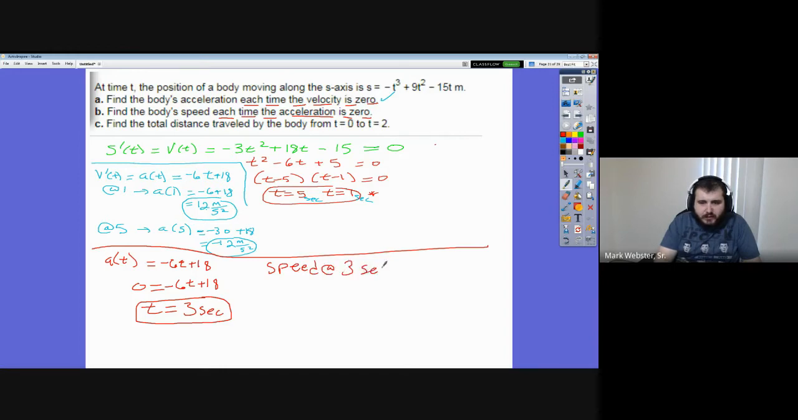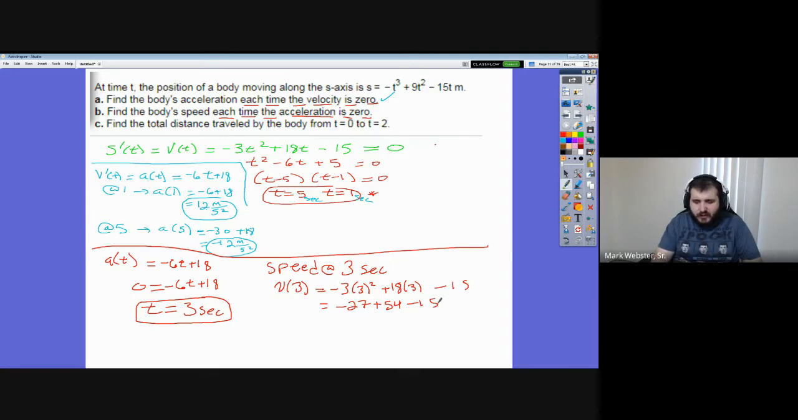at 3 seconds? Well, speed is just the absolute value of velocity. So let's first find the velocity at 3 seconds. That's up here, right? Negative 3 t squared, t is 3, plus 18 times t, t is 3, minus 15. So we've got 3 squared is 9 times negative 3, negative 27. 18 times 3, 54, yeah? Minus 15.